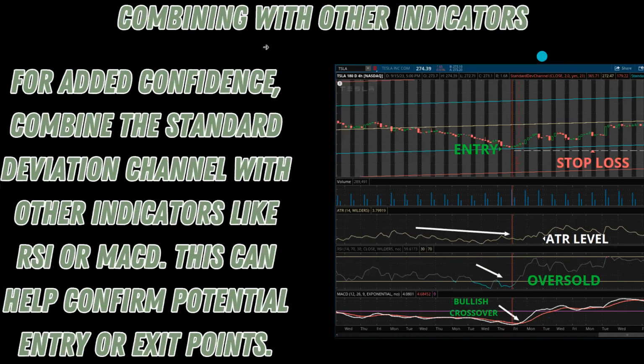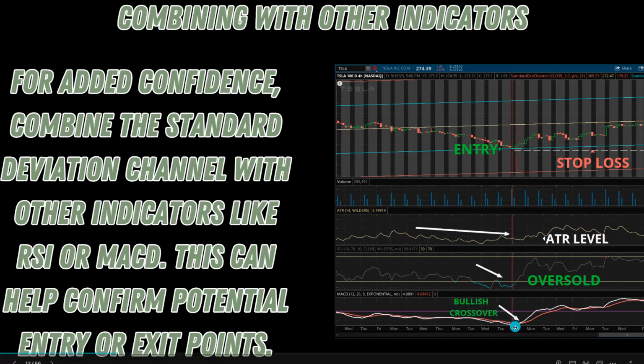And then at the end of the day, you can always combine it with other indicators as well. So for added confidence, you can combine the standard deviation channel with other indicators like the RSI or the MACD. This can help confirm potential entry or exit points. So we take a look here, we see our entry. Because we're hitting that standard deviation level, what do we see on our RSI? We see that it's oversold. It's below this line here, below 30. So it's oversold on the RSI.